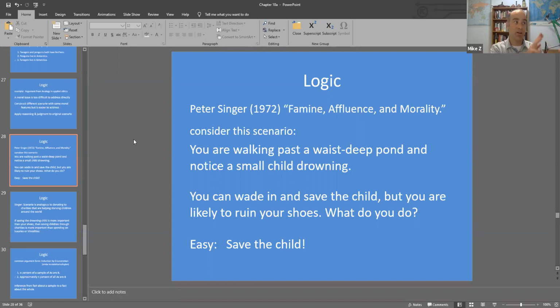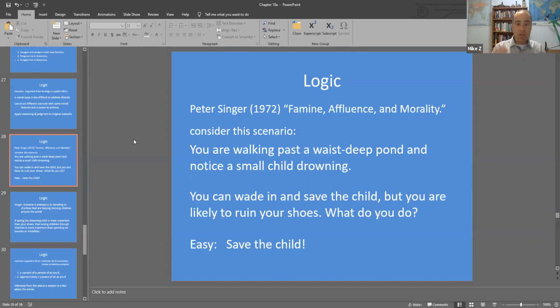So here's the scenario that he considers, and he's going to then try to show that this scenario is analogous to the one that he's really interested in. Suppose you're walking by a pond, and it's a relatively shallow pond, no deeper than, say, waist deep or mid-chest height. So if you were out in this pond, you're not really in danger of drowning at all. There's no real physical danger to you.